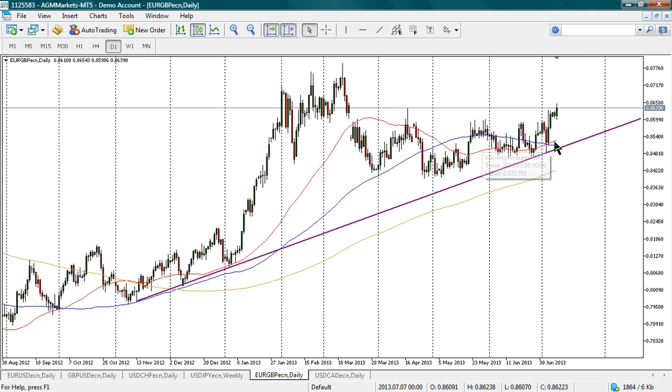Now, of course, in terms of the MAs, we've got this 50-day MA crossed up above the 100-day MA as well. So a lot of people see that as a bullish signal. So keep an eye on that one.